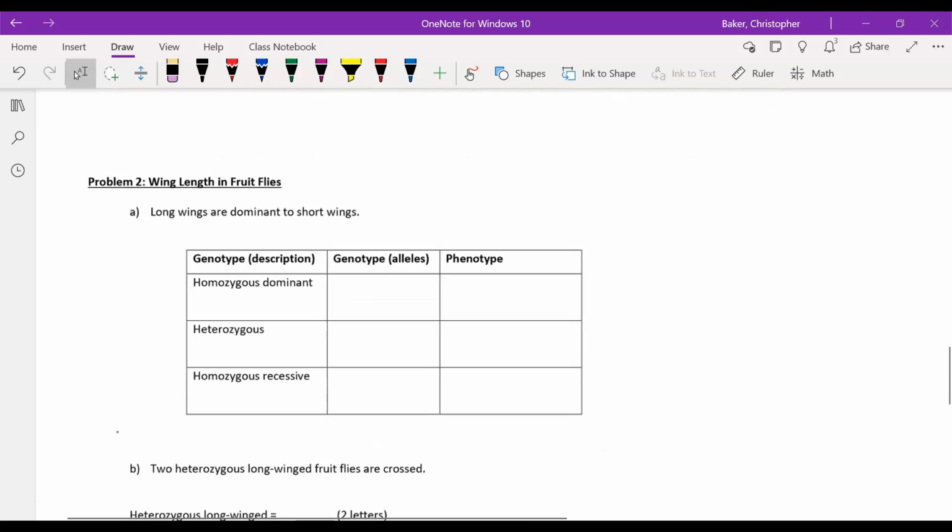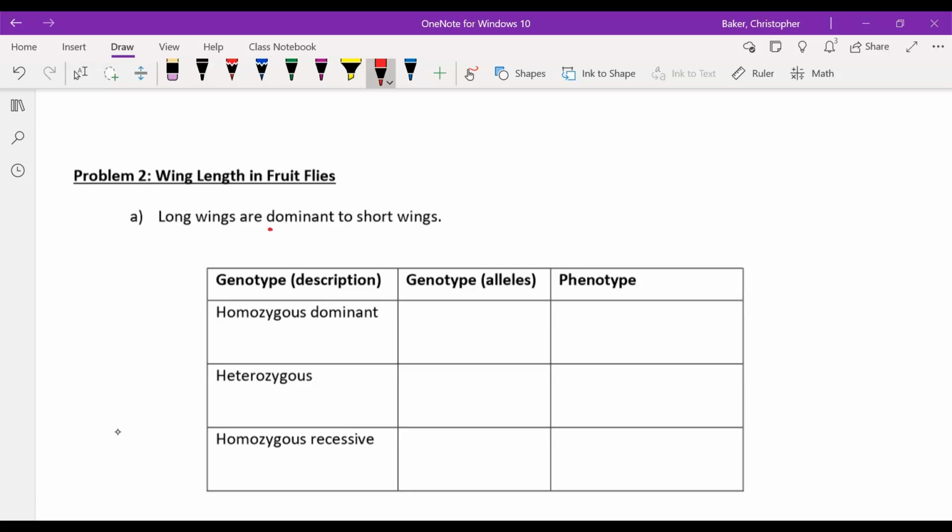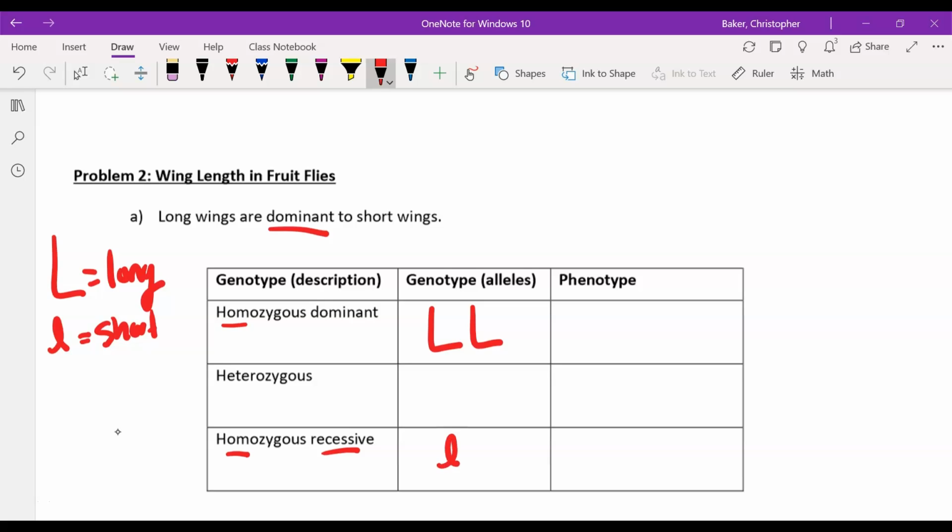Wing length. All right, long wings are dominant to short wings. As soon as you see dominant, you're talking big letters and little letters. Long wings: let's pick a big L for long, and a small l for short. Homozygous dominant is big L, big L. Homozygous recessive is little l, little l. Heterozygous means one of each. They're different: big L, little l.